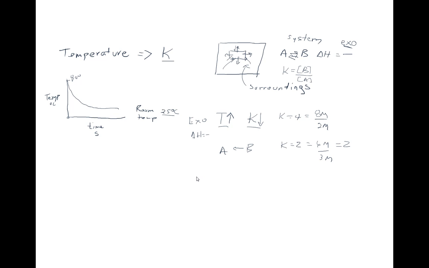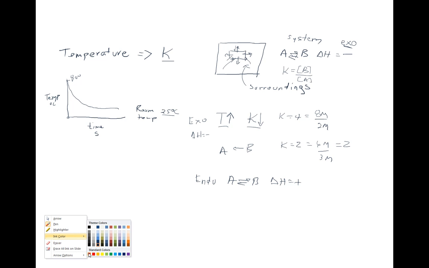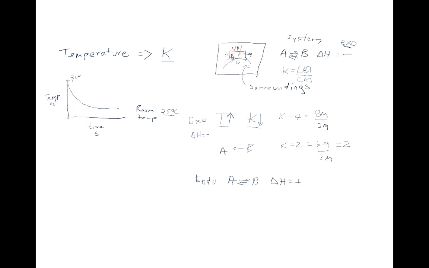Now, endothermic. Endothermic is just the opposite. It's when A goes to B and delta H for this reaction is positive. Let's change the color so we can still stay with the same diagram up here. Instead of heat going out of the system, heat goes into the system.